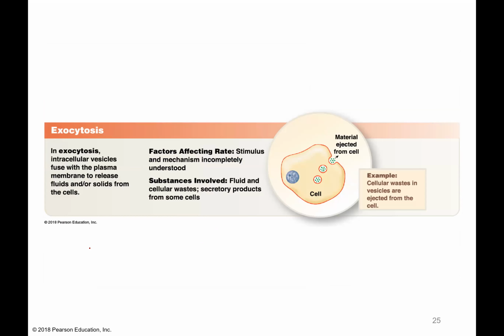Exocytosis. Exocytosis is when the cell is releasing substances to the outside of the cell, such as fluids or solids that the cell has created. We don't understand how the rate is affected, but substances that are involved would be fluids or cellular waste products that need to exit the cell, or secretory products that are made in the cell, like hormones that need to be released outside of the cell.